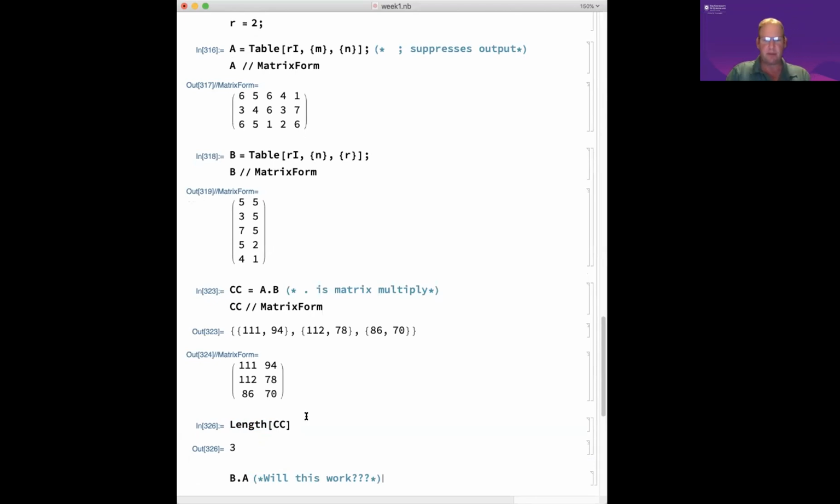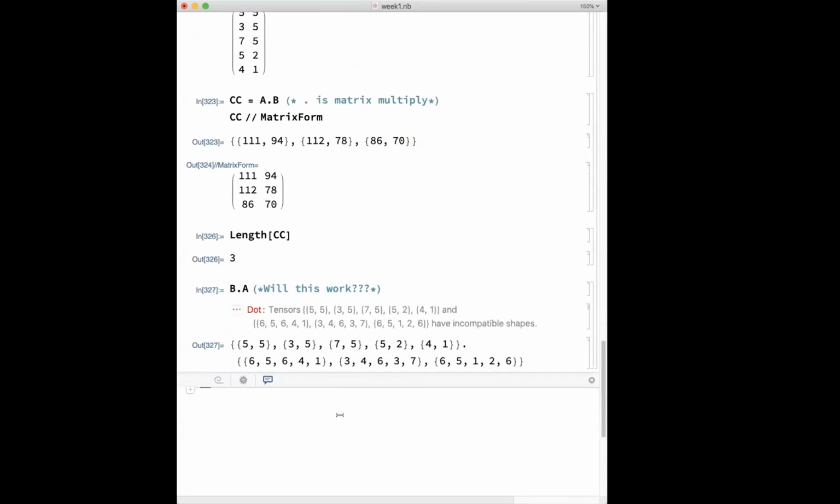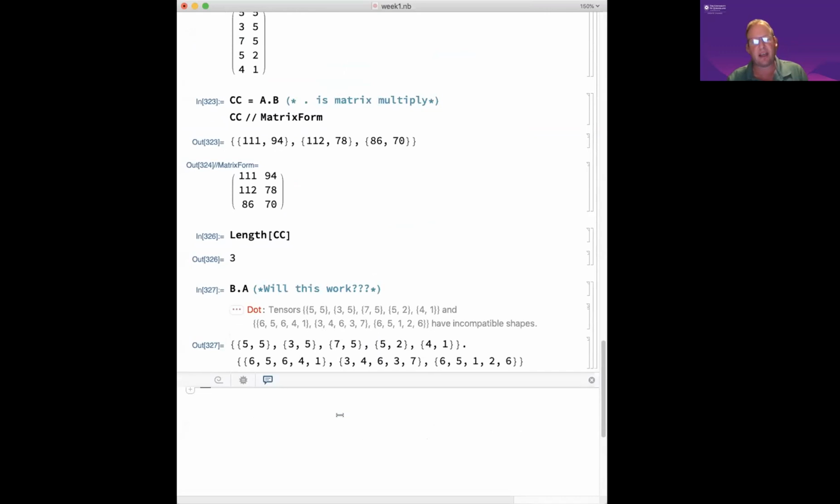What's going to happen with B dot A? Let's see. Error. Now the error Mathematica gives us says these tensors have incompatible shapes, because it's expecting things that are slightly more general than matrices. Matrices are a special case of tensors. Will this work? Nope.